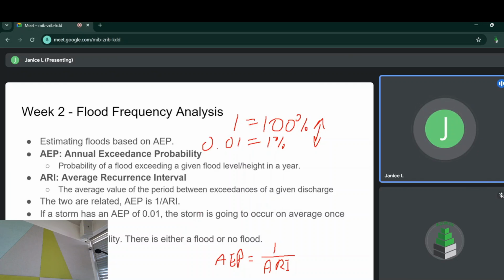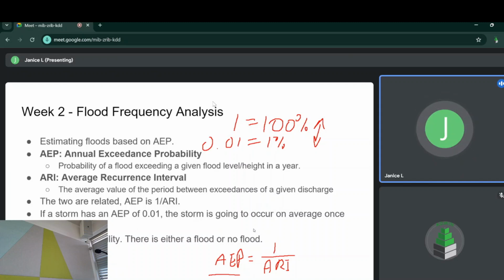So if I said a storm has an AEP of 0.01, the storm is then going to, on average, occur once every 100 years. And that is the ARI, the average reoccurrence interval. I can expect that if the storm has happened, 100 years later I'd start getting worried because maybe that storm's on the horizon again. And that's basically what it is.